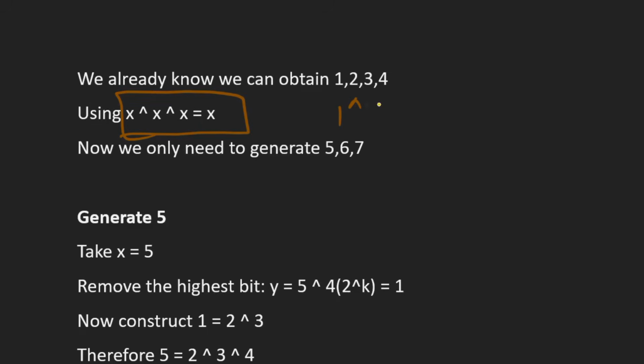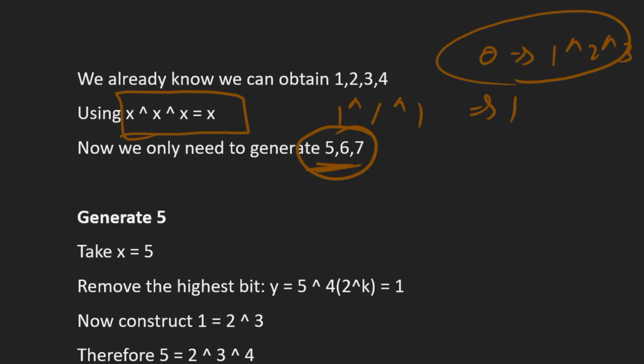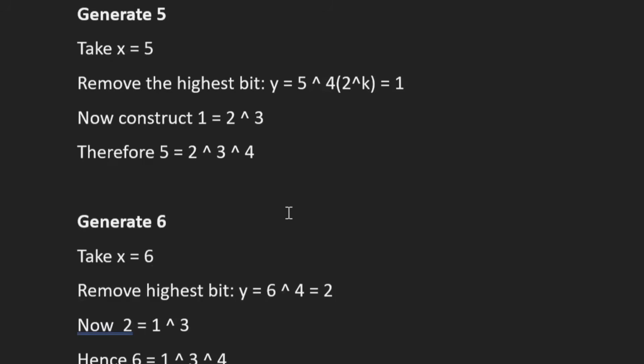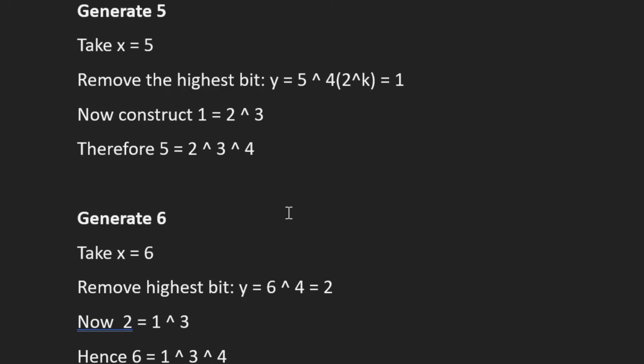That is 1 XOR 1 XOR 1, it will give us 1. Similarly 2, when we replace x with 2 it will give us 2, then replace with 3 it will give us 3. So now what we need to do, we need to generate 5, 6 and 7, and 0 can be generated with 1 XOR 2 XOR 3, it will give us 0, right? Now we need to generate 5, 6 and 7. So let's see how we'll generate 5 using 3 numbers from the array, right?